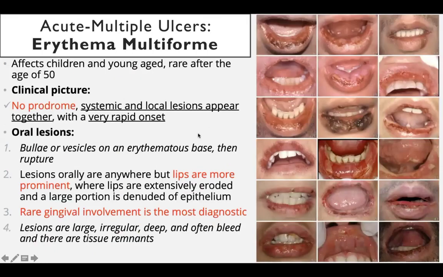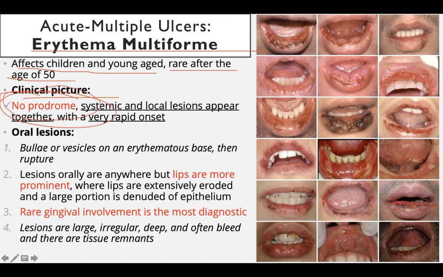Last but not least of the acute multiple ulcers is erythema multiforme. Why did I take time? Because I like it. Erythema multiforme, EM, affects children and young people and rarely occurs after the age of 50. Clinical picture: no prodrome.